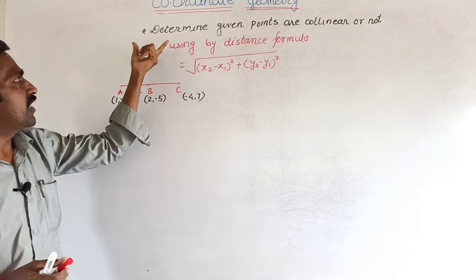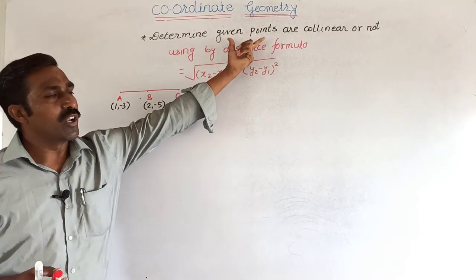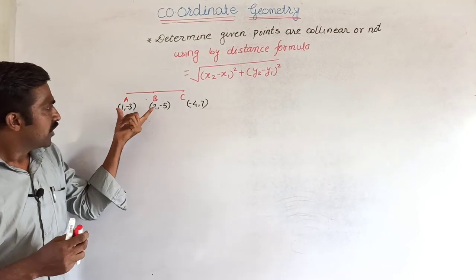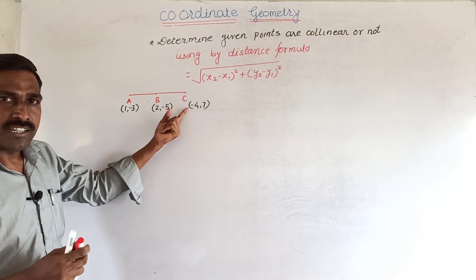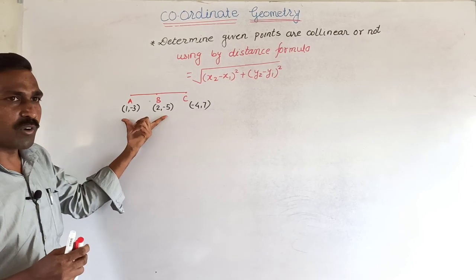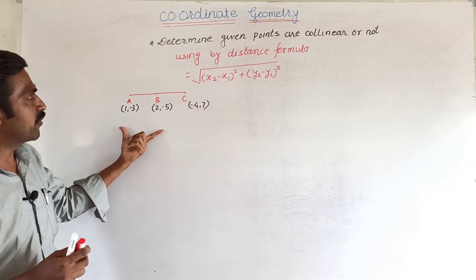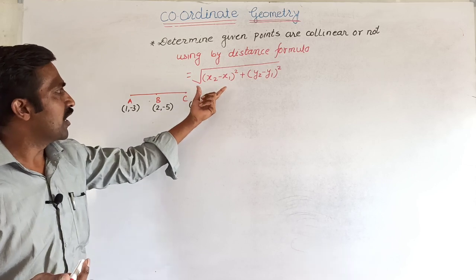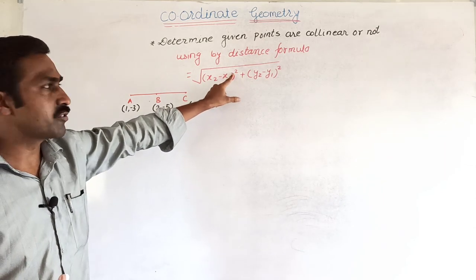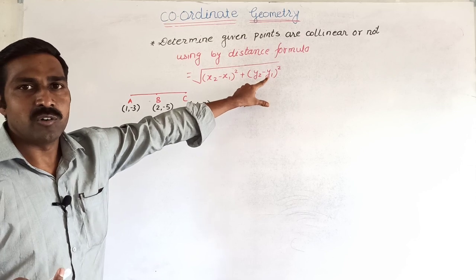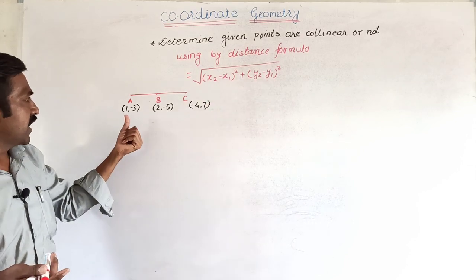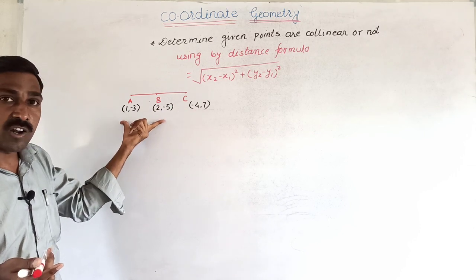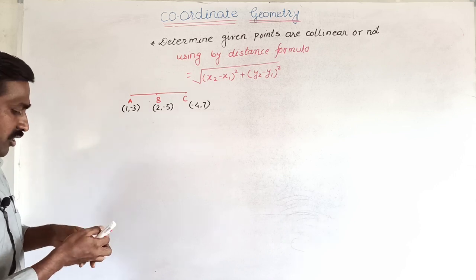Okay. Now start. Determine whether the given points are collinear or not by using the distance formula. You know the points A, B and C are collinear if the 3 points lie in a straight line. And you know very well the distance formula is root of (x2 minus x1) whole square plus (y2 minus y1) whole square. Given points are point A, point B and point C. So are these 3 points collinear or not? Okay. So now start.